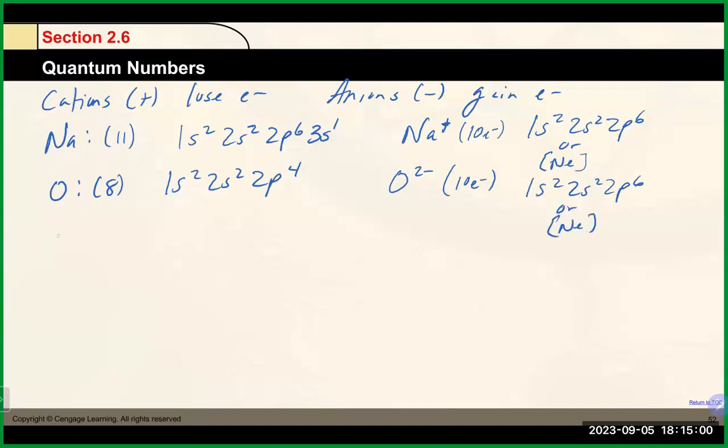All 3 of those things, sodium with a +1 charge, oxygen with a -2 charge, and neon, have the exact same electron configuration. So they all have 1s2, 2s2, 2p6. They're what are referred to as being isoelectronic with each other.